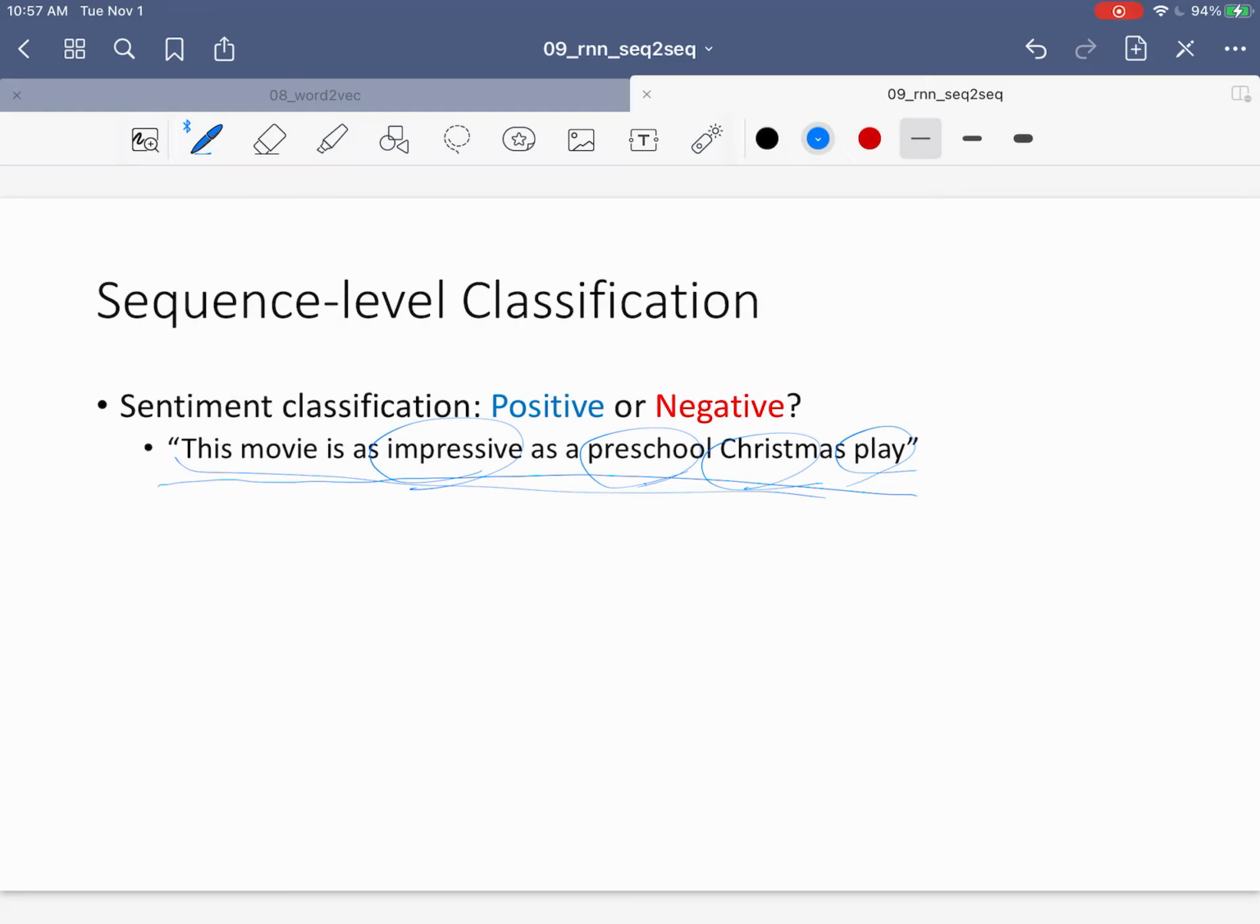If it's as moving as a play put on by preschool kids, that means it's not moving at all, so it's a very critical remark. That's why NLP is not as easy as you think, because you have to read the entire sentence and then you need to have common sense to understand what this really means.